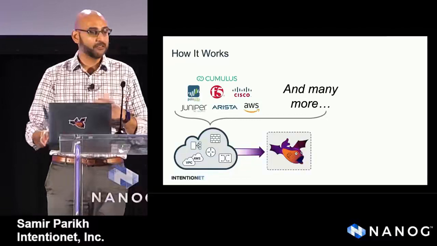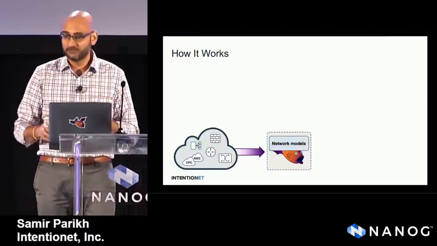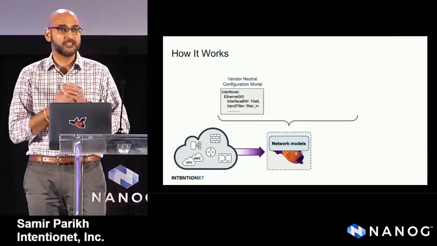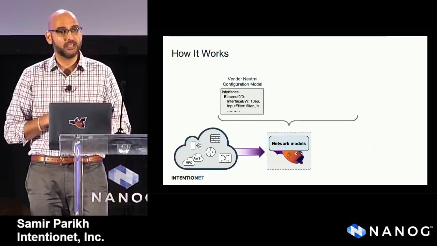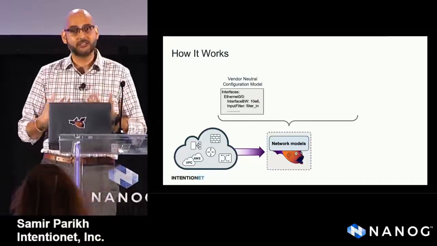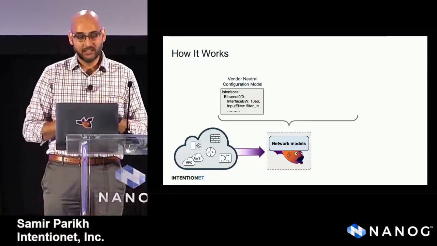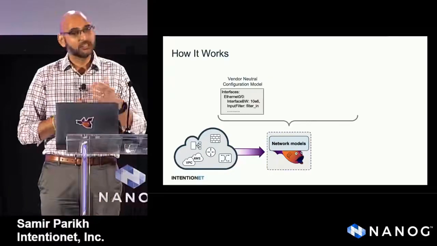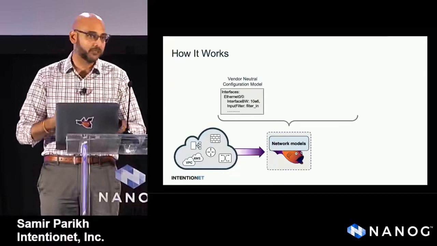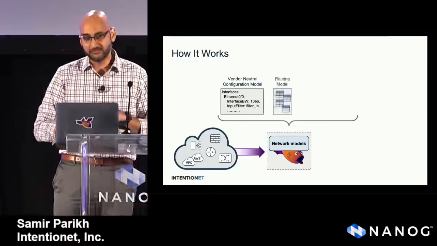What happens under the covers is Batfish ingests those configs and builds a series of network models. There are three primary network models that we build. The first is a vendor-neutral configuration model. We take the vendor syntax config and normalize it into an internal data model that allows us to easily build an analysis toolkit on top of it. So Juniper might call something a firewall filter, Cisco calls it an input access list, we call it an input filter.